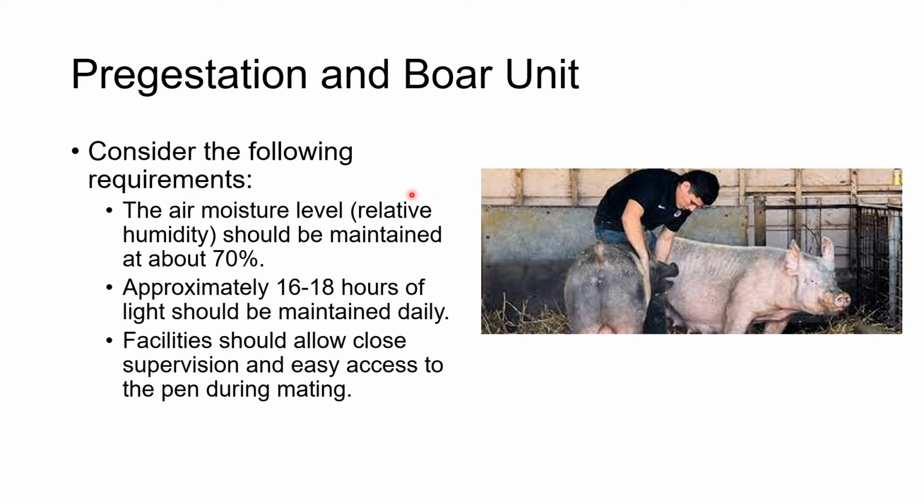So in pre-gestation and boar unit, you consider the following requirements. The air moisture level should be maintained at about 70%. So kailangan daw na yung relative humidity nasa 70%. Then approximately 16 to 18 hours of light should be maintained daily. So kailangan 16 to 18 hours dyan. And the facility should allow close supervision and easy access to the pen during mating.